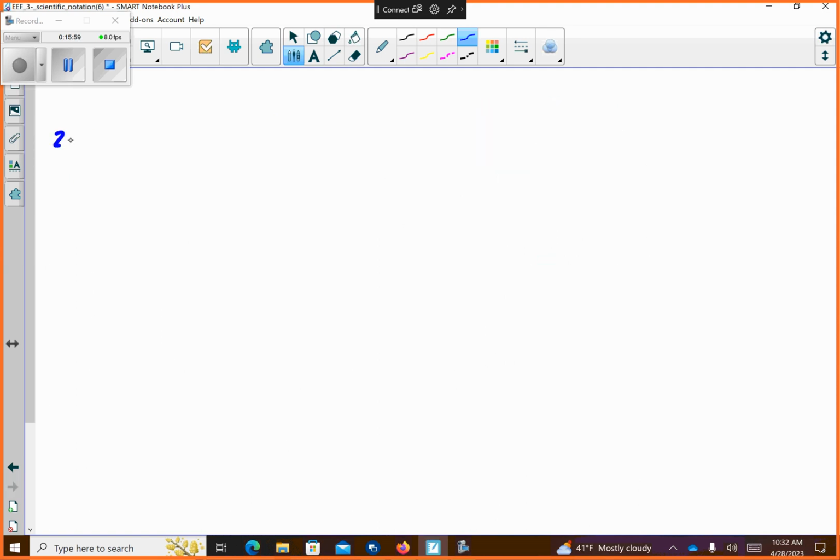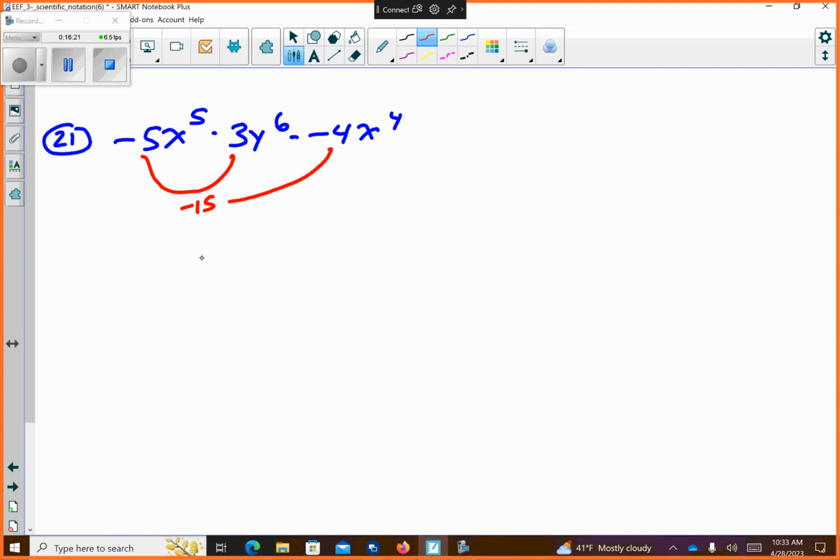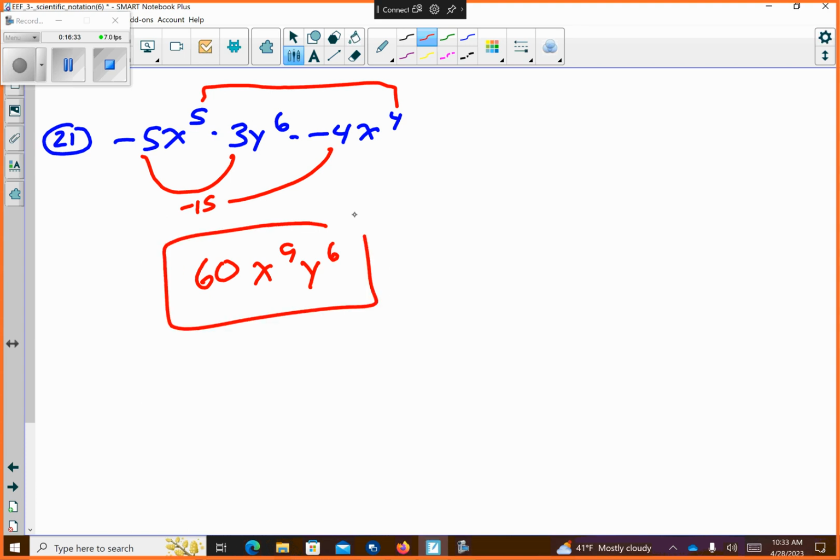All right, problem number 21. We have -5x to the 5th times 3y to the 6th times -4x to the 4th. Oh my goodness. All right. -5 times 3 is -15. -15 times 4, I believe, is +60. I'm going to combine those x's together, so I'm going to get x to the 9th. I have no y's to combine together. It just comes along. There's no fraction on this problem.